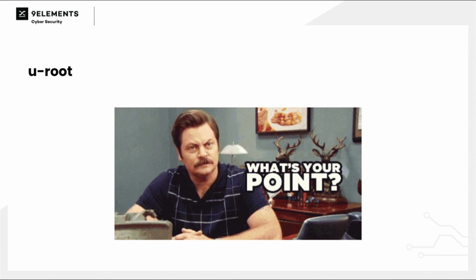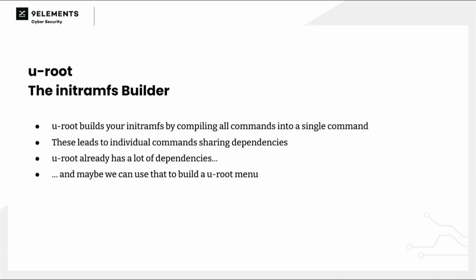So how does it help now? I was talking for 15 minutes about U-root and compiling it all together. The key point here, if you kind of fell asleep for the last 10 minutes, is really that we're compiling everything together into a single command. This leads to individual commands sharing dependencies, and that's the key point. U-root already has a lot of dependencies because we have a whole bunch of commands in there. And that means maybe we can use some of these dependencies that are already there to build our own boot menu, or to build any other program that we want to build.